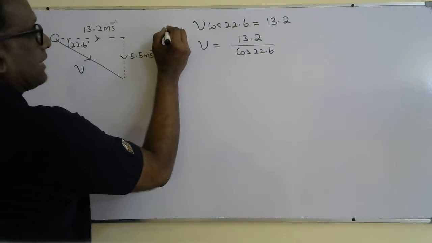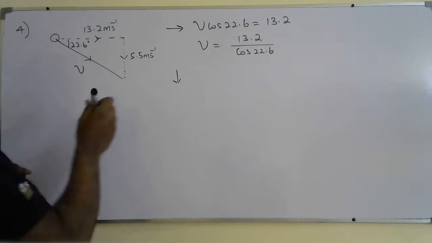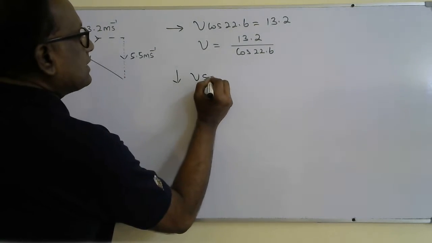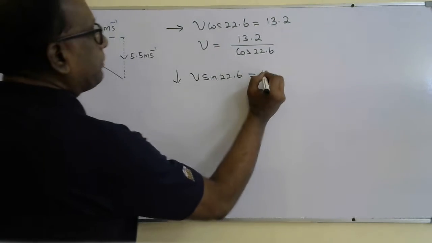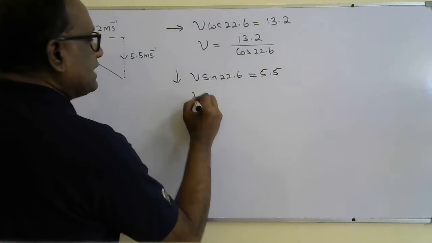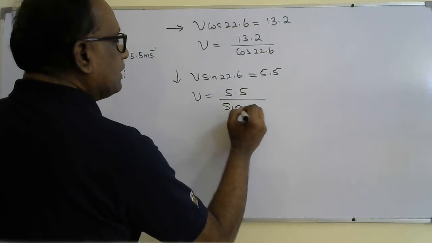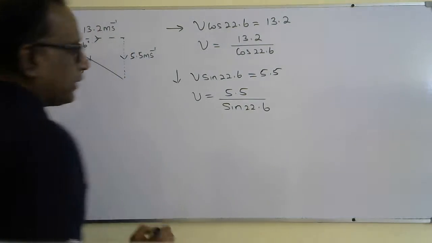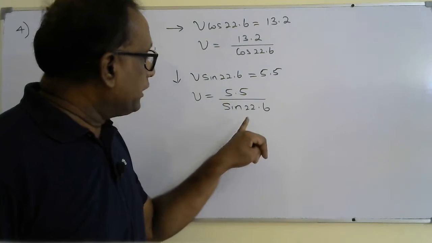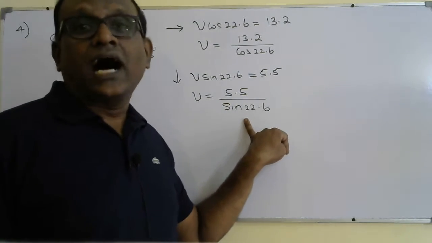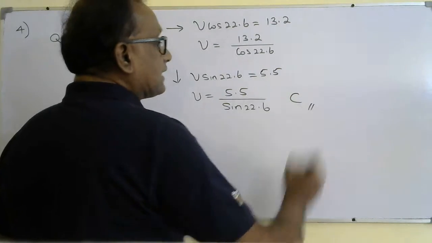Okay, this is one, when I resolve horizontally. When I resolve vertically, I should write V sin 22.6 must be equal to 5.5 meters per second. So V is equal to 5.5 divided by sin 22.6. Check whether there are any answers like this. 5.5 divided by sin 22.6. Yes, that is answer C. So the correct answer for this one is C.